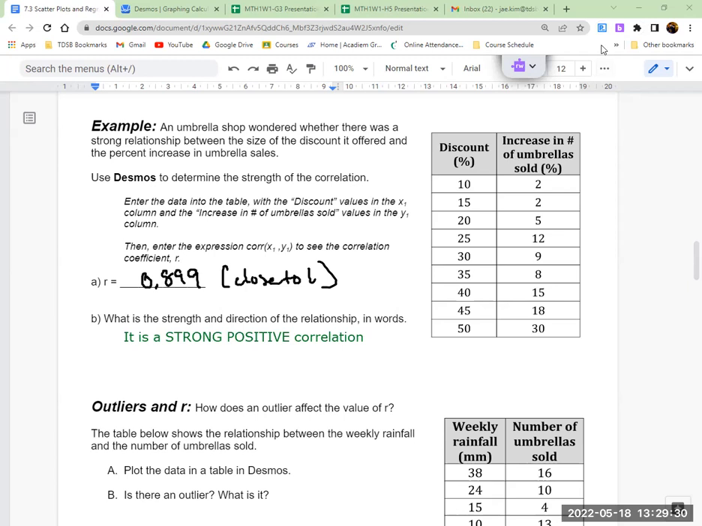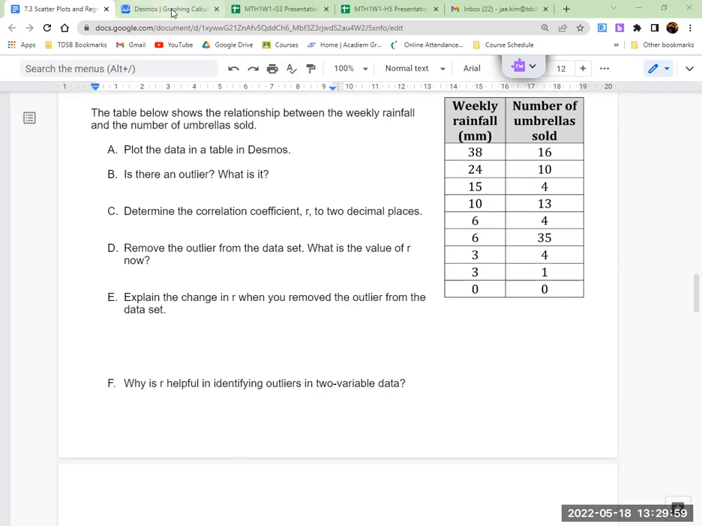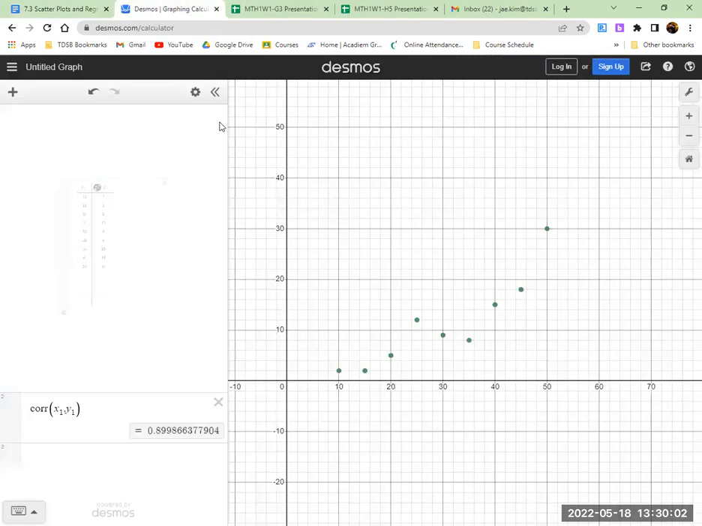I want to get there. Ready? Outliers with R. Here is why I love technology for data management or data analysis. If there is an outlier, you would have to calculate everything by hand again. But using technology, it'll just reset everything after you erase. So let's go through this again. Weekly rainfall as your X1, number of umbrellas sold as your Y1. Plot it and see if there is an outlier, and we'll figure stuff out together.